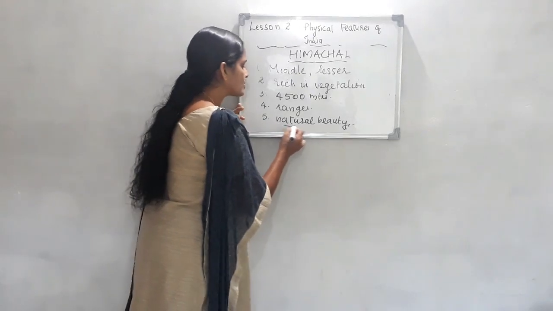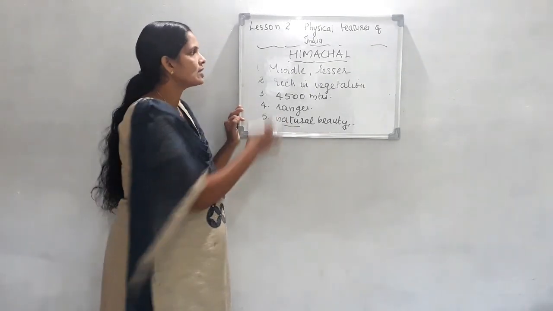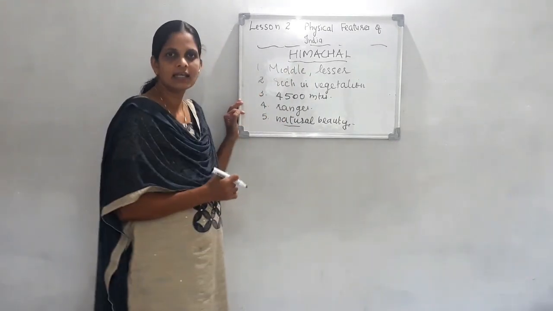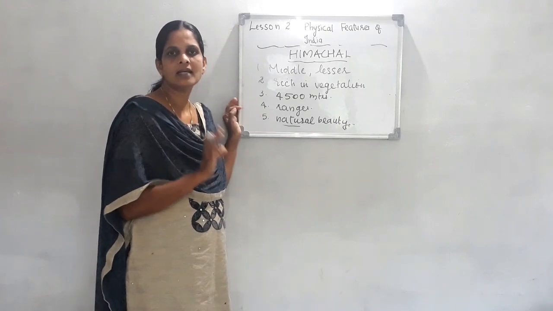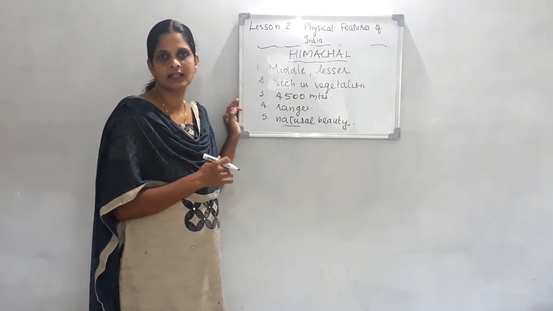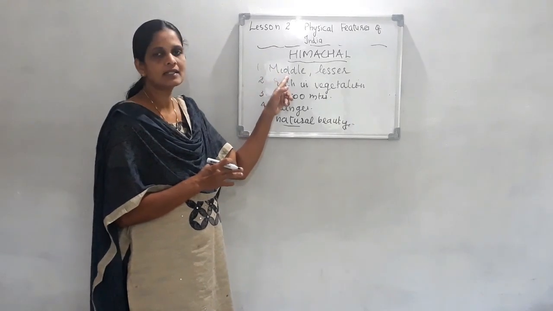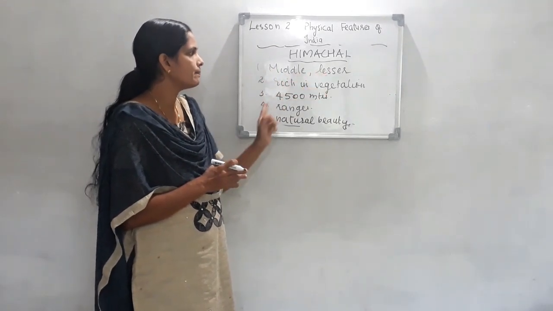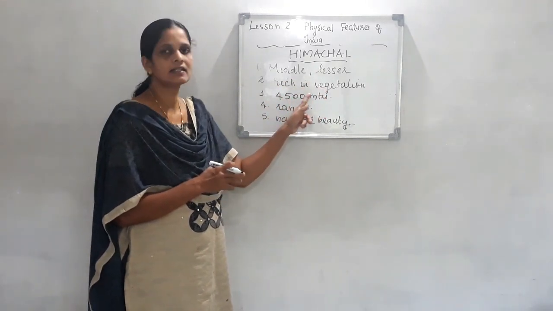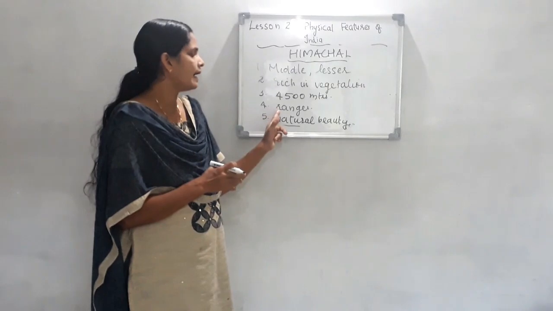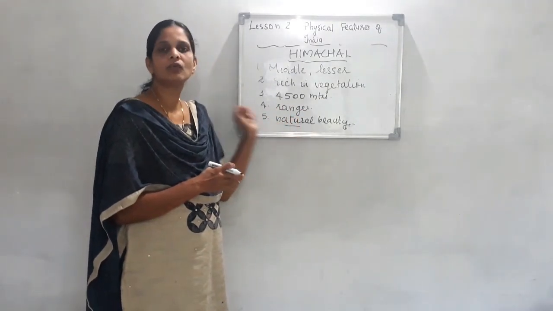If a one mark question comes in the exam asking the most important feature of Himachal, you can write: Himachal is well known for its scenic beauty or natural beauty, so hill stations are present here. These are the important features. It is called Middle Himalaya or Lesser Himalaya, it is rich in vegetation, it is about 4,500 meters above sea level, this is the area where ranges are found, and it is well known for its natural beauty.